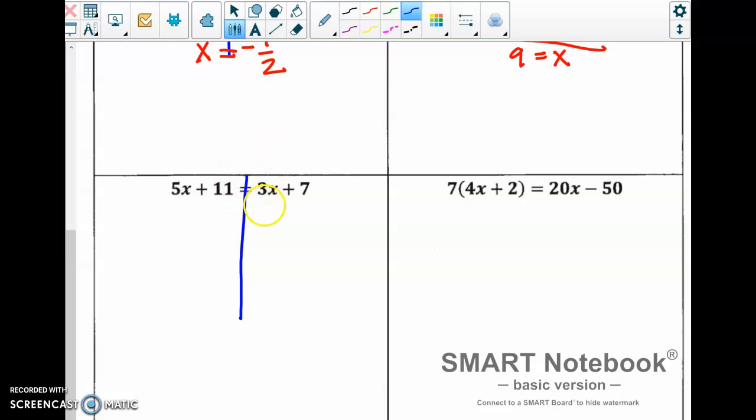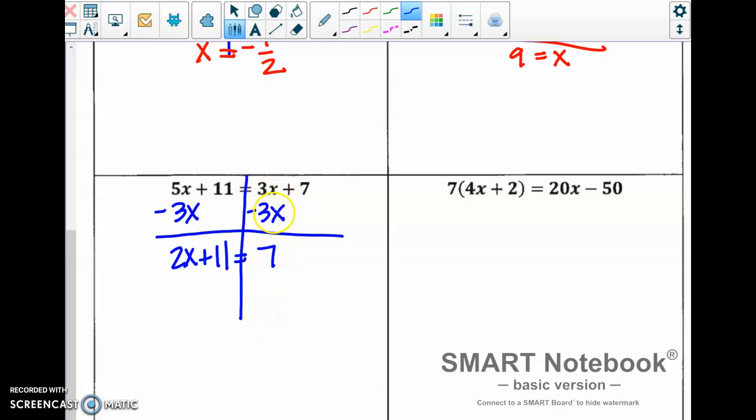Okay, for this one, I need to get rid of one of the x's first, either 5x or 3x. I'm going to choose 3x just because it's smaller and it won't make me have to deal with negatives. So if I subtract 3x from both sides, 5x minus 3x is 2x plus 11 equals, this one went away, that's why we did that, equals 7.